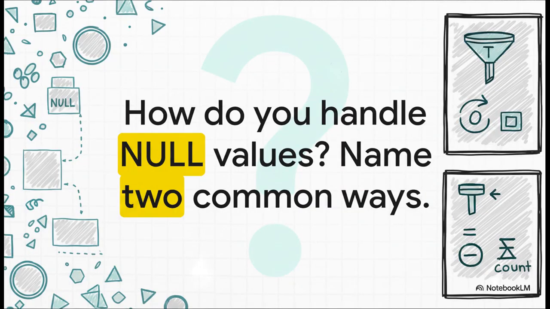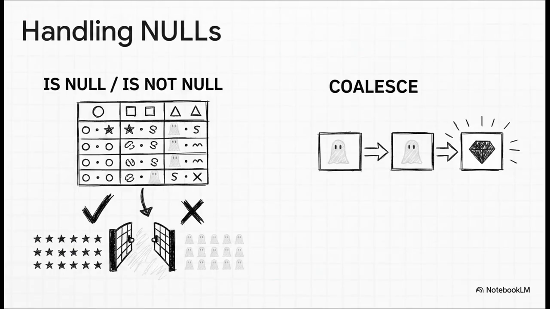Anyone who's worked with real data knows it's messy. Null values are just a fact of life. So how do you actually deal with them? What are 2 common ways you'd handle nulls in your queries? Here are 2 of the most popular ways.